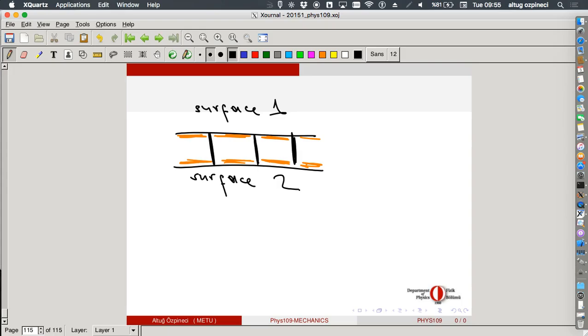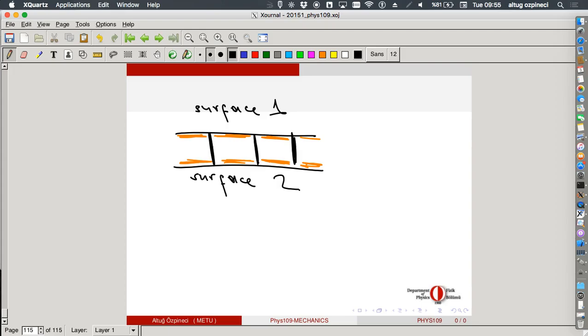If the surfaces are moving, there won't be enough time to form more bonds. There will be fewer bonds forming between the two surfaces than when they are at rest, and hence the friction coefficient will be smaller. The kinetic friction coefficient will be smaller if they are moving.